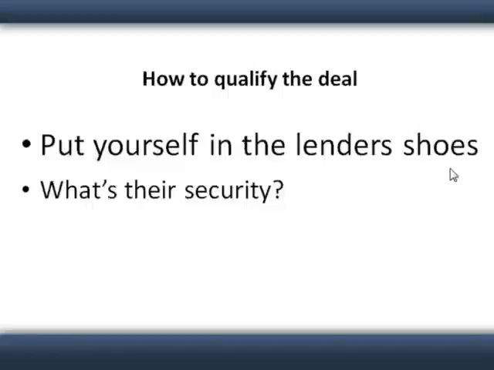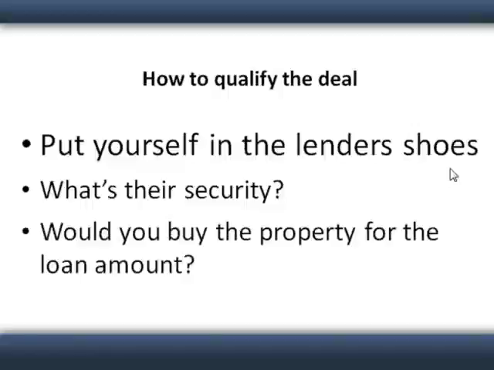So in this case, go to the collateral. What's their collateral? Their security is their trust in you, but their collateral is the property, and in a worst-case scenario, that's what they end up with. So ask yourself a very simple question: would you buy the property for the loan amount? Would you be willing to take over the deal? If it went bad, would you be happy saying, you know what, I would love to own this property for that loan amount? If the answer is yes, that's a slam dunk deal. That's a deal you want to do.